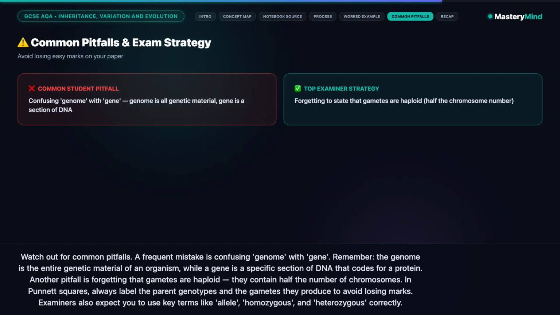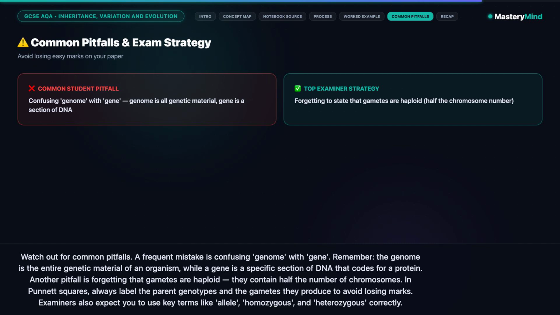Another pitfall is forgetting that gametes are haploid, they contain half the number of chromosomes. In Punnett squares, always label the parent genotypes and the gametes they produce to avoid losing marks. Examiners also expect you to use key terms like allele, homozygous, and heterozygous correctly.